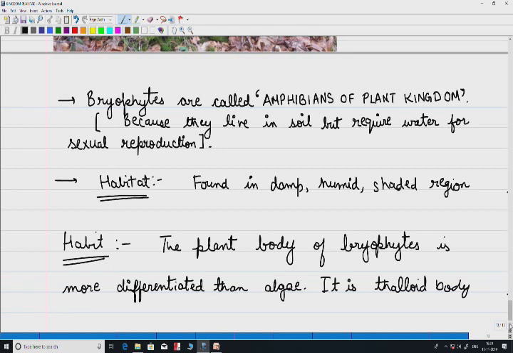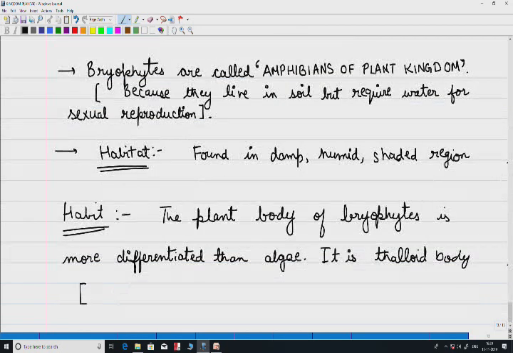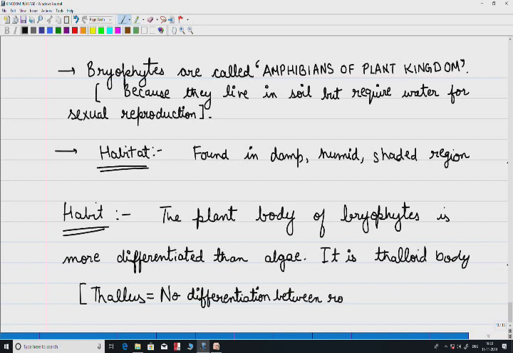And now I need to distinguish what is thallus. Thallus means no differentiation between root, stem and leaf. This is an important point about thallus.